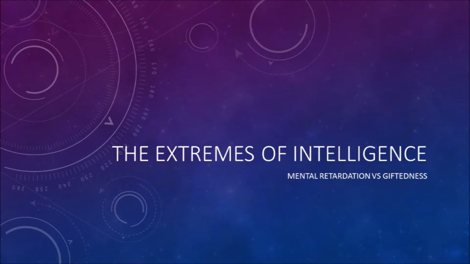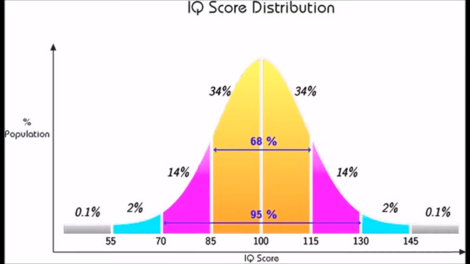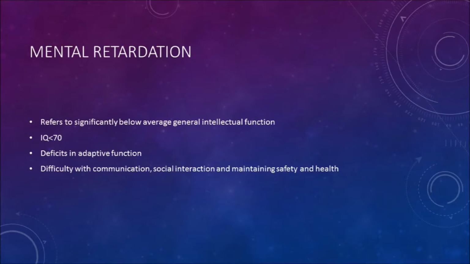The extremes of intelligence. Mental retardation versus giftedness. This is the distribution graph of average IQ scores. Mental retardation. On the extreme left-hand side of the normal distribution of intelligence is mental retardation. Mental retardation refers to significantly below average general intellectual functioning, an IQ less than 70, with deficits in adaptive functioning that are first evident in childhood and appear in more than one realm, such as communicating with others, living autonomously, interacting socially, functioning in school or work, and maintaining safety and health.